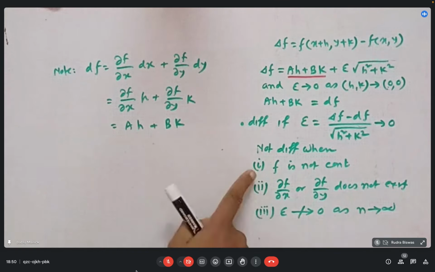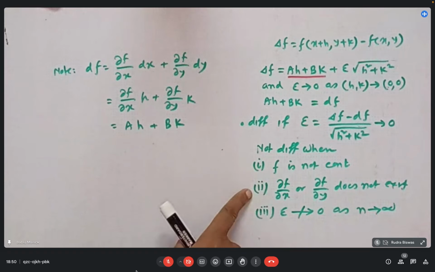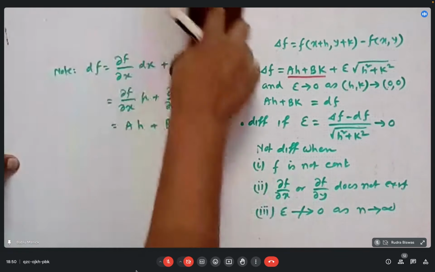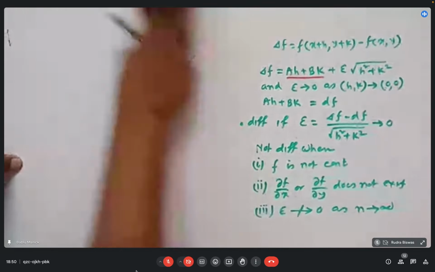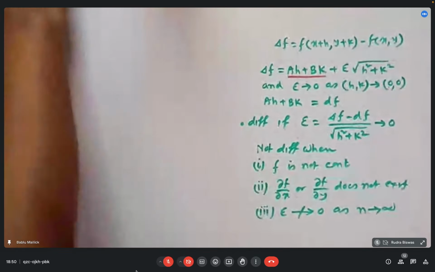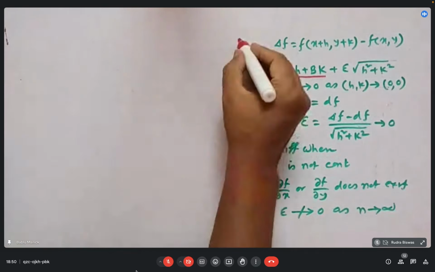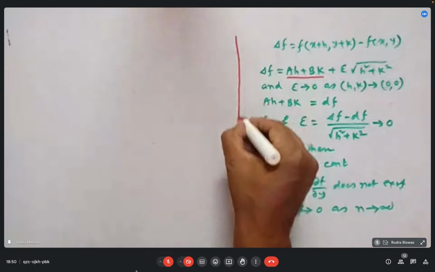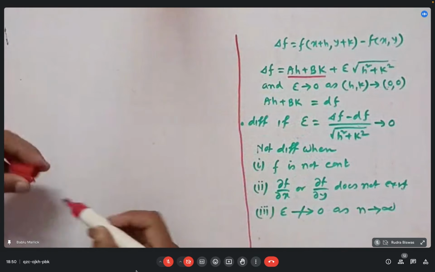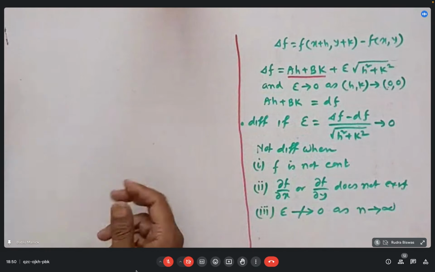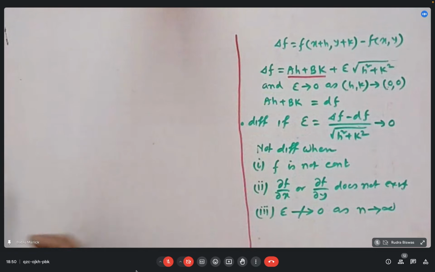Next, if it is continuous, then we shall go to this point. We shall try to calculate whether df exists or not. If df does not exist, then we shall show that it is not differentiable. Now, if df exists, then we shall go to the next step.